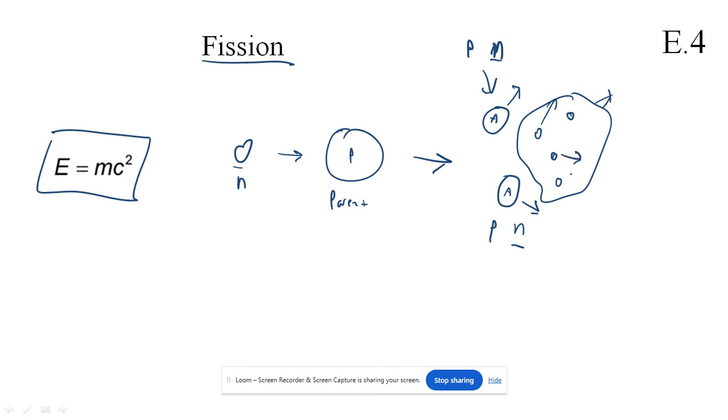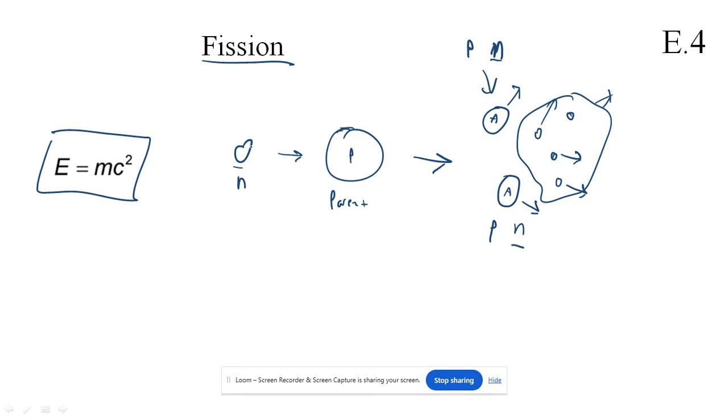And of course, that's how you can set up a fission chain reaction, in nuclear reactors or in an atomic bomb where you're trying to make it happen all at once. These guys go on to cause more reactions.